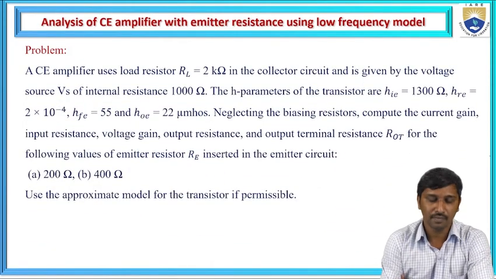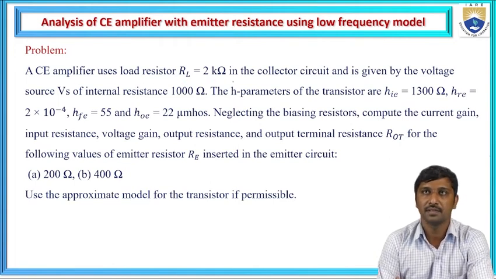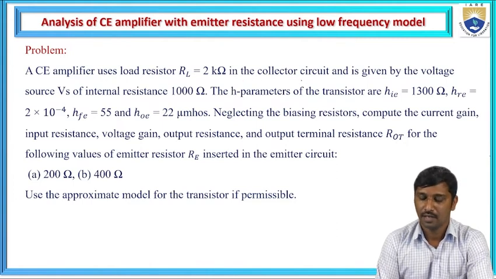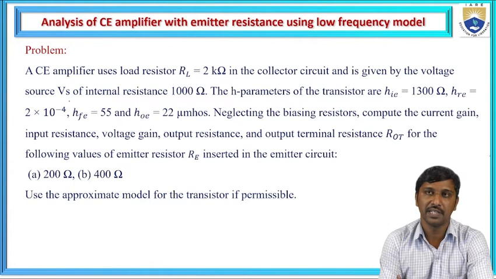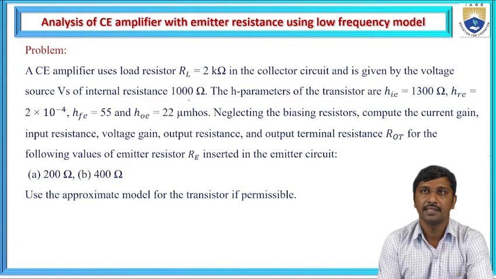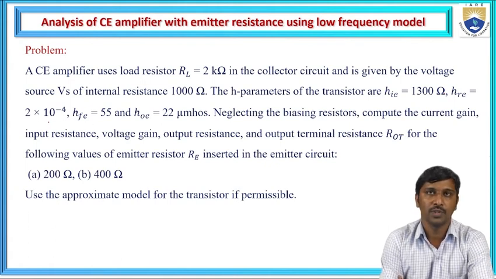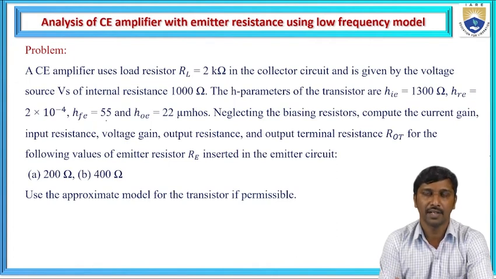Let us consider a common emitter amplifier that uses a load resistor RL of 2 kilo ohms in the collector circuit and is driven by a voltage source Vs of internal resistance 1000 ohms. For this case, the H parameters of the transistor are HIE is 1300 ohms, HRE is 2 into 10 to the power of minus 4, HFE, the current gain, is 55, and HOE is 22 micromhos, that is ohm inverse.